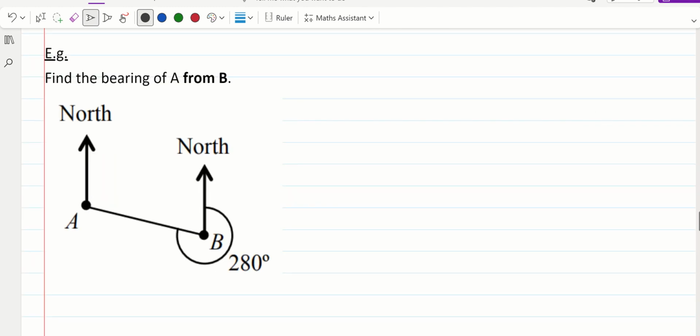This is, again, find the bearing of A from B. So I have to start from B. That's my starting point. So from B, and I draw the north line. It's already drawn for me, so that's nice. And I move clockwise, and it's already given. So the bearing is 280 degrees.